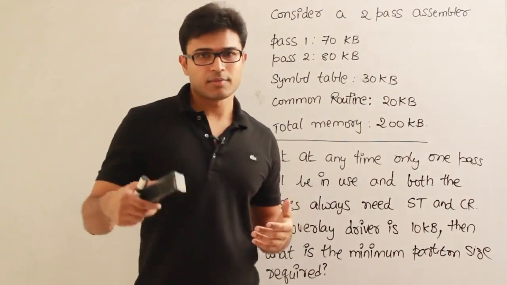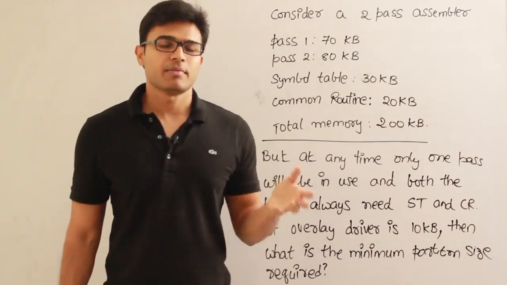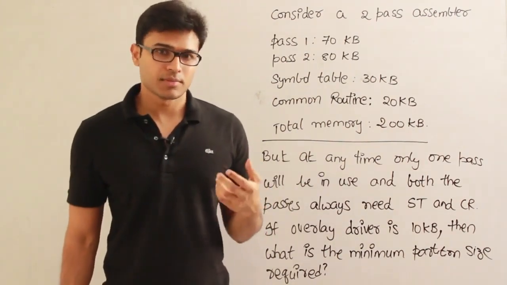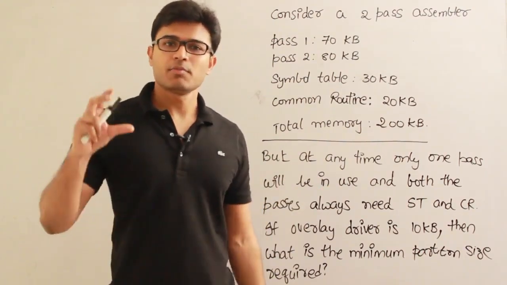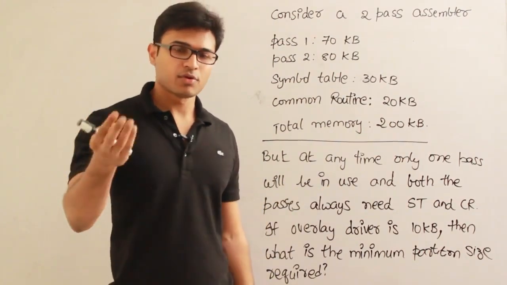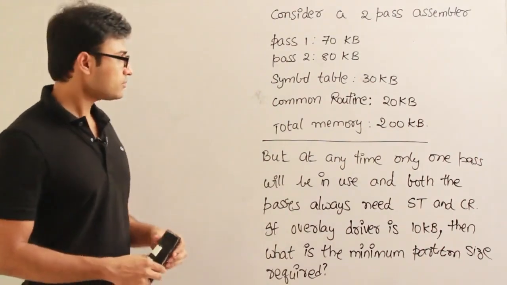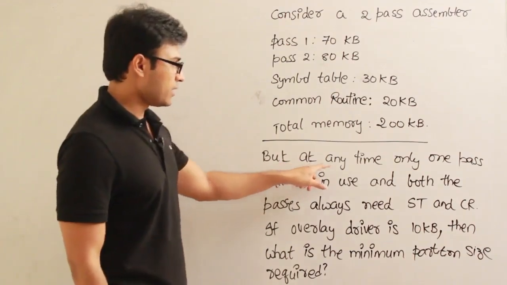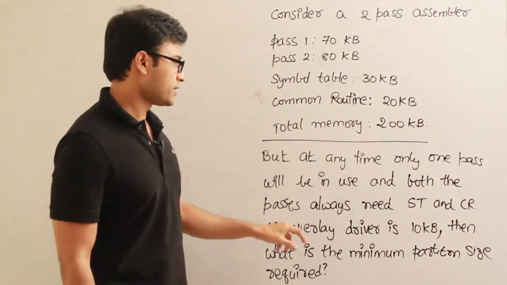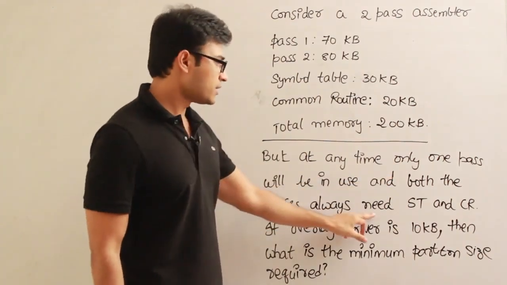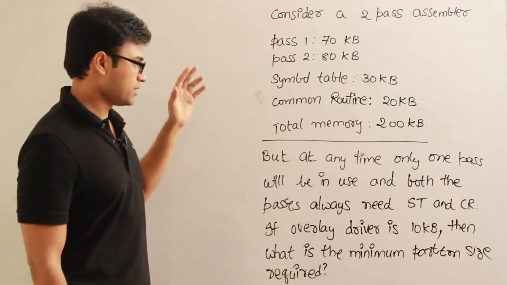But in case your memory, it is not the case now, earlier long back, if your memory doesn't have the capacity to support more than, let us say, 150 KB, or even the longest partition is not able to give you the provision of 200 KB, then what you are supposed to do is use the overlays, right? Then what they are saying is, at any time only one pass will be in use, which means either first pass or second pass, and both the passes will always need the symbol table and common routines, which means symbol table and common routines are a must, right?